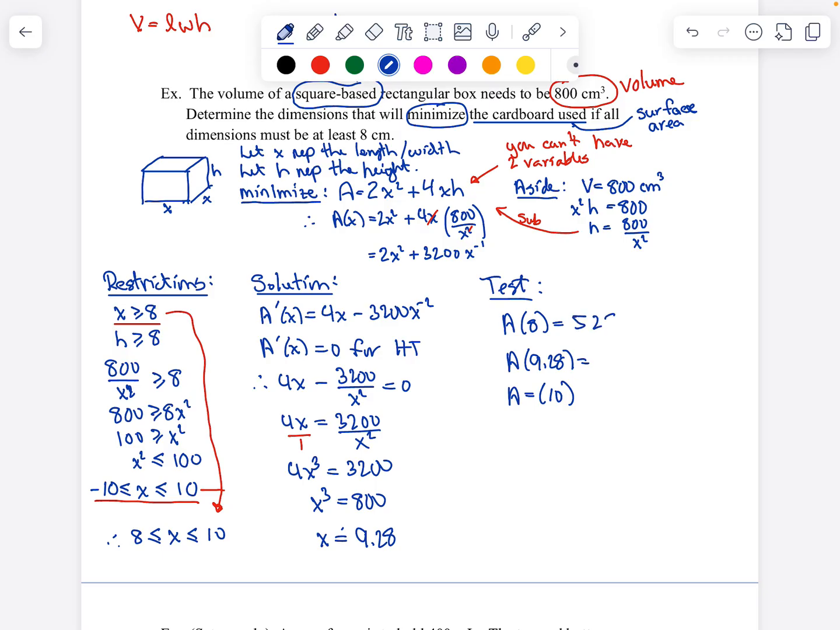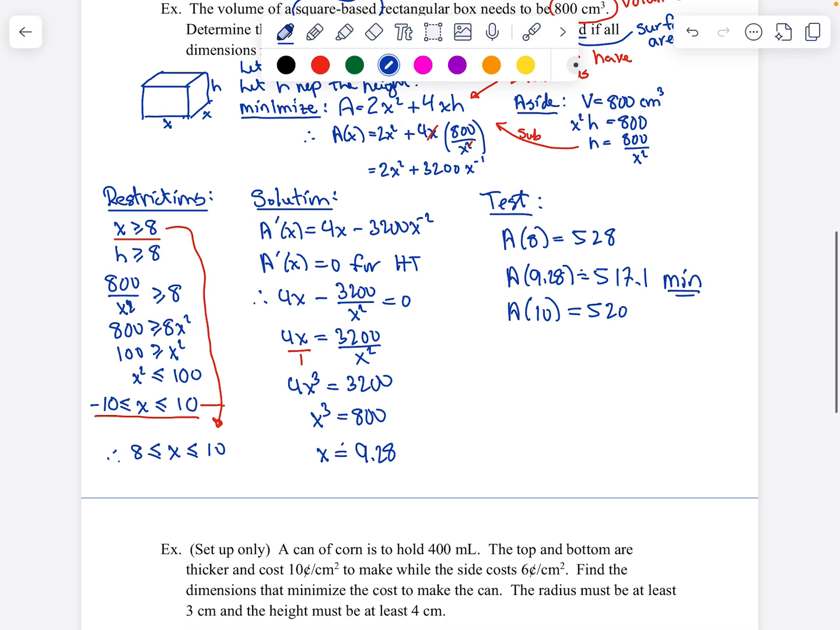So this one is going to give us an area of 528. This one will give an area of approximately 517.1. And this one, oh sorry, I didn't realize I'd written that wrong. The area at 10 will give us an area of 520. And what we see is that this is the one that's giving us our minimum value.